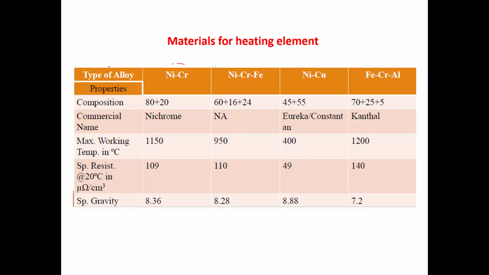The first combination is nickel, chromium: 80% nickel, 20% chromium. And the second one is nickel, chromium, iron: 60, 16, 24. This one is the best combination out of all these. Why? It has a specific resistance of 110 there, and the working temperature is approximately 950. And in between, this one is also good.